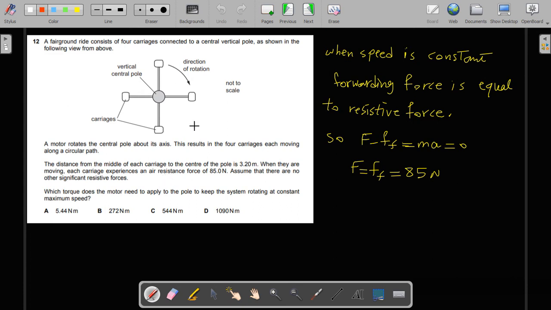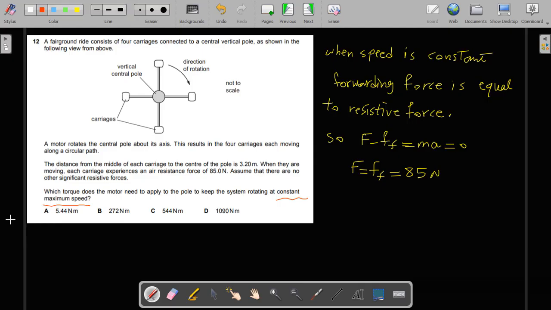In this question it is said a speed is constant. A fairground ride consists of 4 carriages connected to a central vertical pole as shown in the following view from above. What is the question? Which torque does the motor need to apply to the pole to keep the system rotating at constant maximum speed? So again, in this question, a speed will be constant.